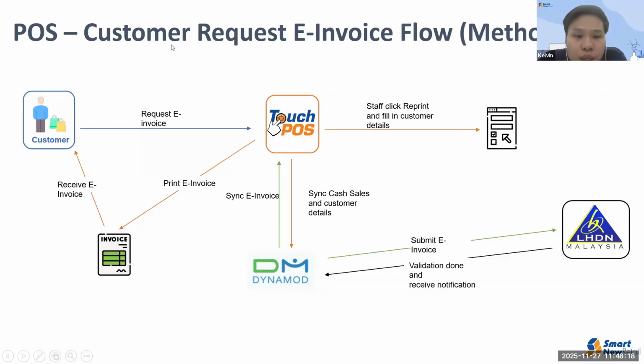So this is the customer request invoice flow on our POS system. In short, the basic explanation is: the customer requests an e-invoice, so we provide a receipt with the QR code. The customer scans the QR code in the receipt. Then our Dynamod is able to get the status and submit the document to LHDN. And LHDN will return the document status and we show it in Dynamod.